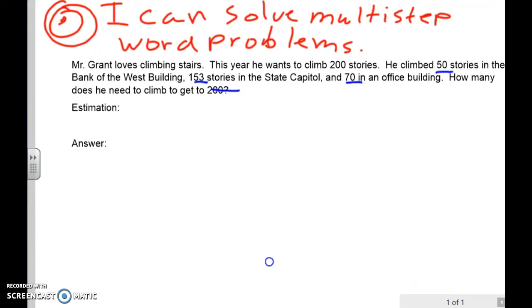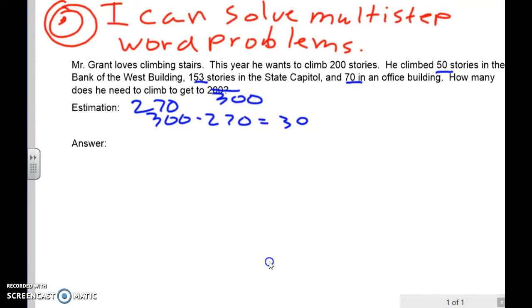Sorry, this needs to change to 300. That's what I did. So my estimation is that I've done about 270. And if I'm trying to get to 300, 300 minus 270 gives me 30. So my estimation is about 30.